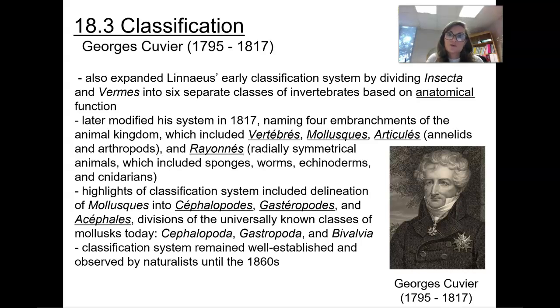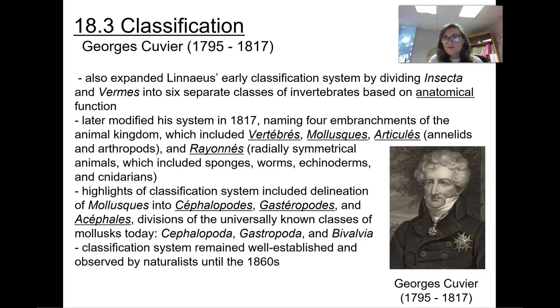Next, we're heading on to Georges Cuvier, 1795 to 1817. He's also going to expand on Linnaeus' early classification system by dividing Insecta and Vermes into 6 separate classes of invertebrates based on anatomical function this time. Later, he's going to modify his system in 1817 and name 4 embranchments of the animal kingdom, which include the vertebrates, mollusks, articulates, and radiates. And so with these, they're going to include things like sponges, worms, echinoderms, and cnidarians.